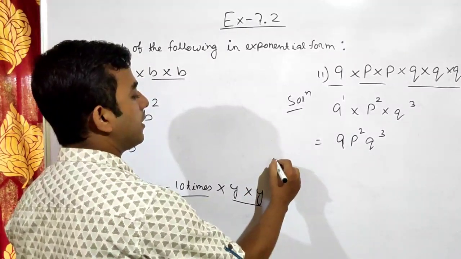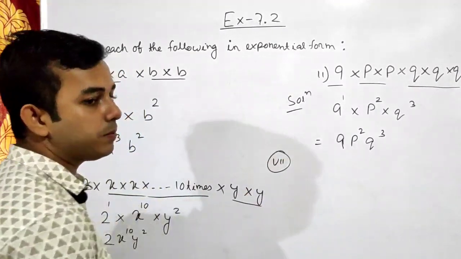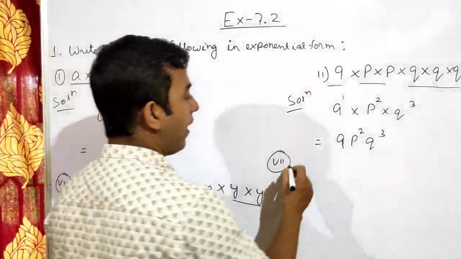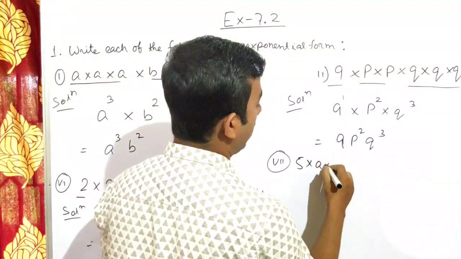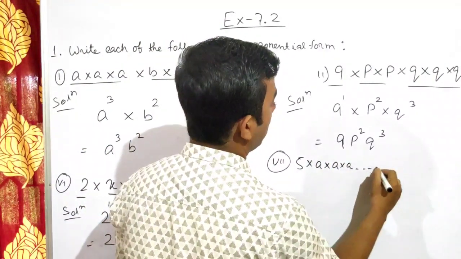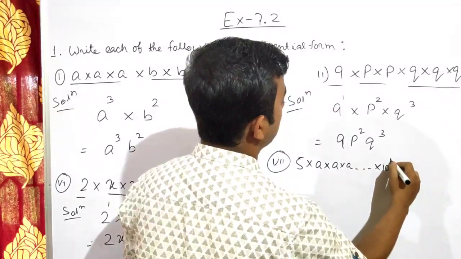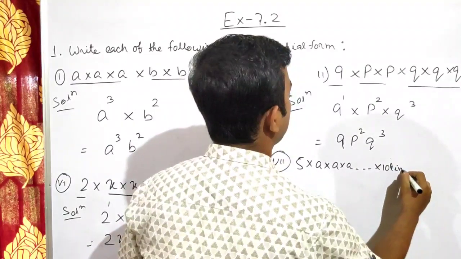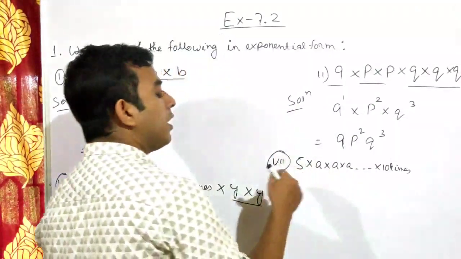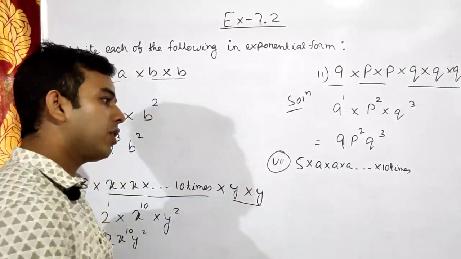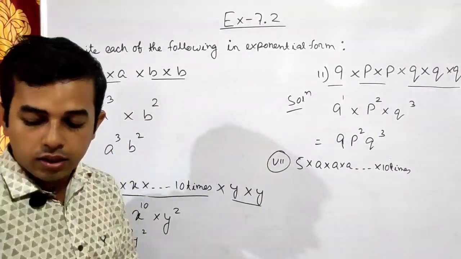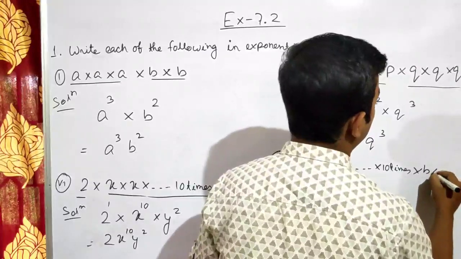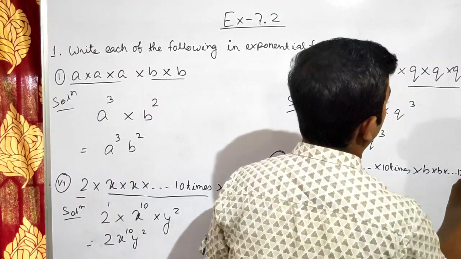Okay, let's take the next expression, that is x7. What is there in it? 5 into a into a into a into a, 10 times. If only one a is given there and after this dot 10 times, what does it mean? 10 times. Then b into b into b, into b into b into b, 12 times.